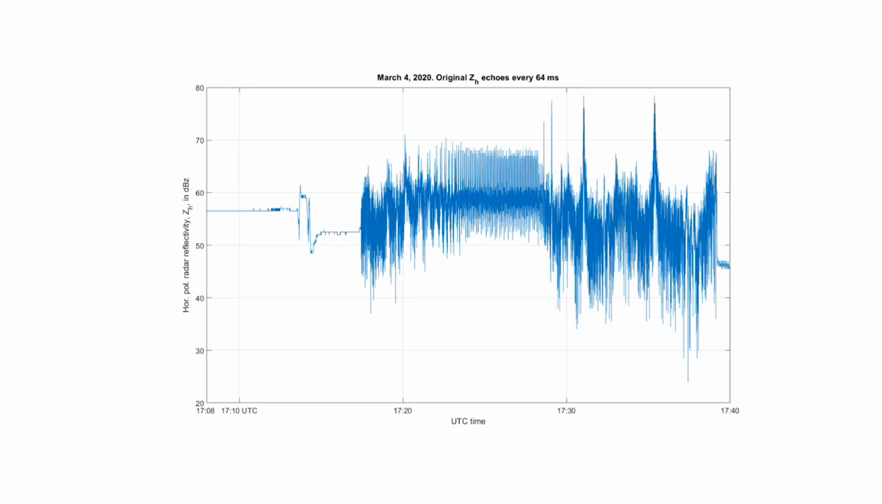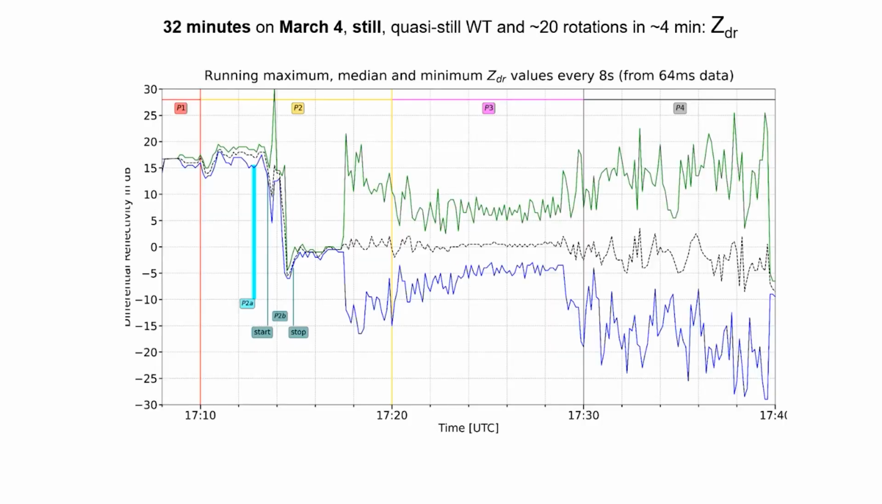So probably while the rotor was moving relatively slowly, we could reach this extreme positive interference that caused this maximum. Well, you can see that the minimum went down to 24 dBZ. So a negative interference. And finally, we have ZDR. Again, now the plot is every 8 seconds.